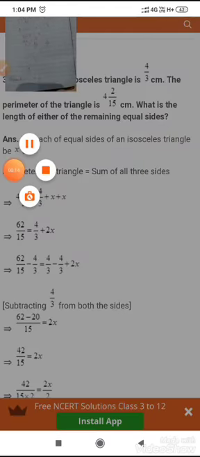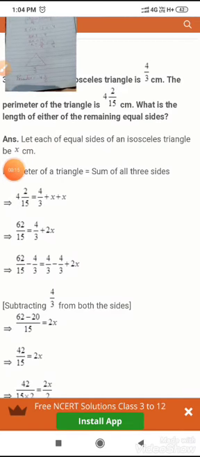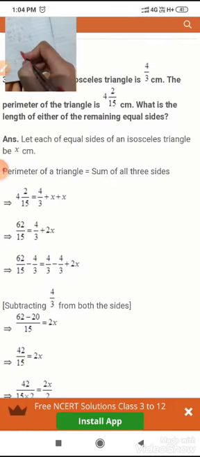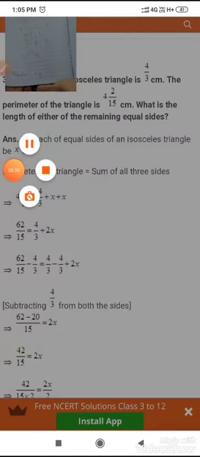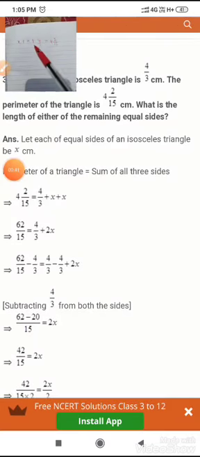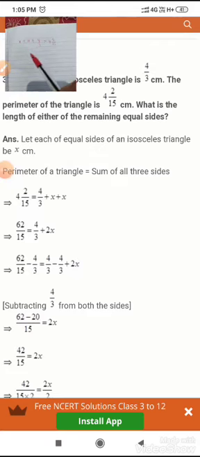First we assume that its equal side is x. So this side is x and this side is also x. Then we know that the perimeter of a triangle is the sum of all its sides. So x plus x plus 4/3 is equal to 4 whole 2/15. After solving this much, you have to solve this question as the previous one.